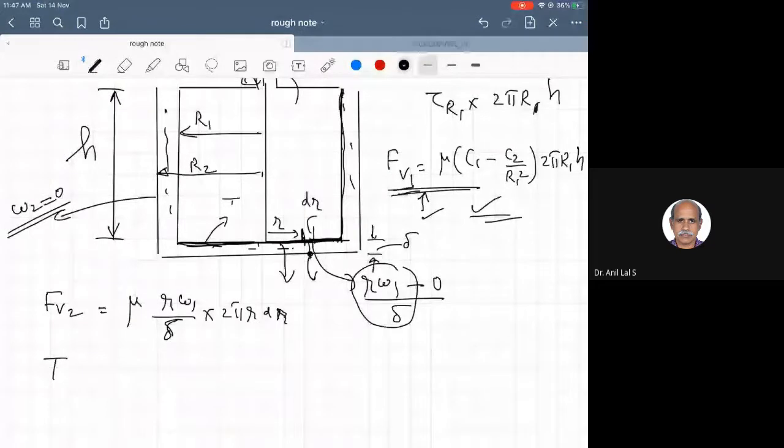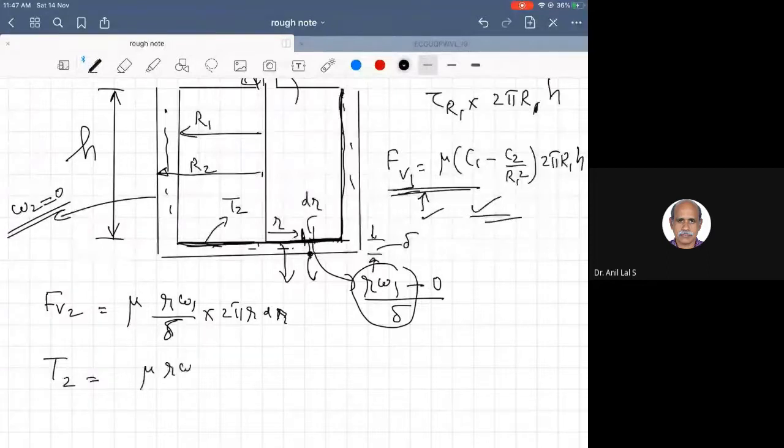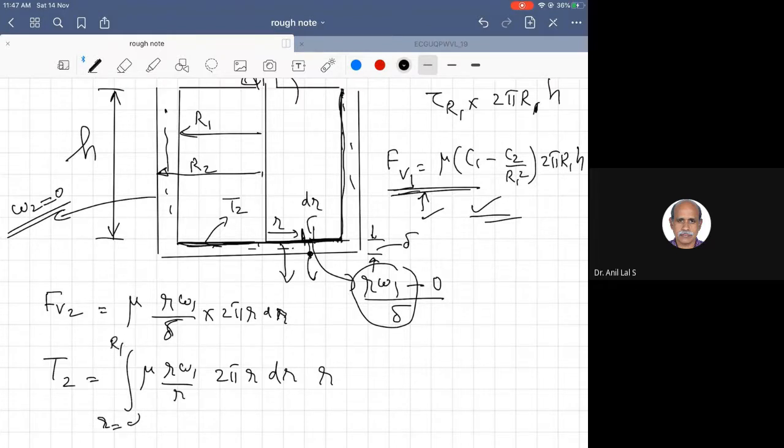Let me denote the torque on the bottom base cylinder as T2. T2 will be equal to mu r omega 1 by delta, times 2 pi r dr, multiplied by one more r, and the total torque can be obtained by integrating r equals 0 to capital R. So this is the torque required for the rotation of the bottom base circle in the fluid medium.